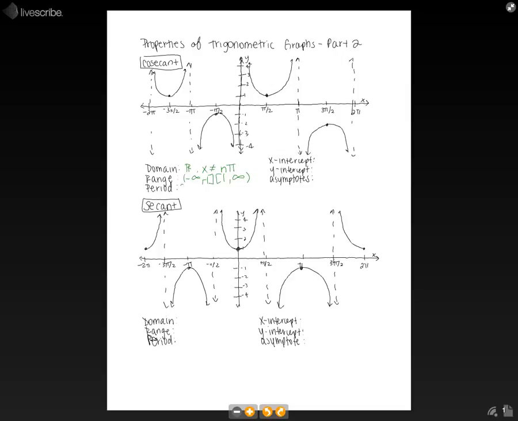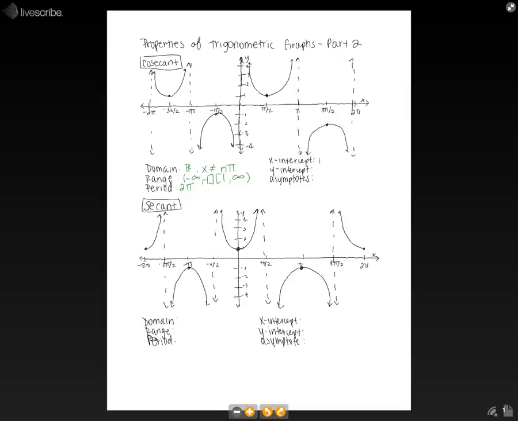The period is 2 pi because the graph repeats itself every 2 pi. If you look between 0 and 2 pi, we have one parabola up and one parabola down. And if you look between negative 2 pi and 0, we have one parabola up and one parabola down. So it repeats every 2 pi.